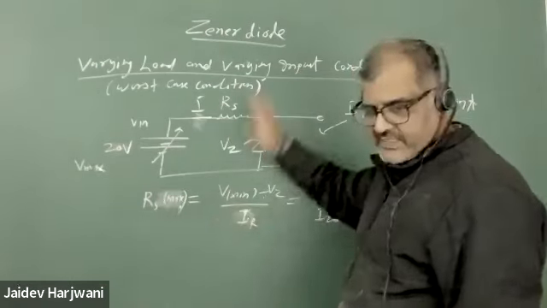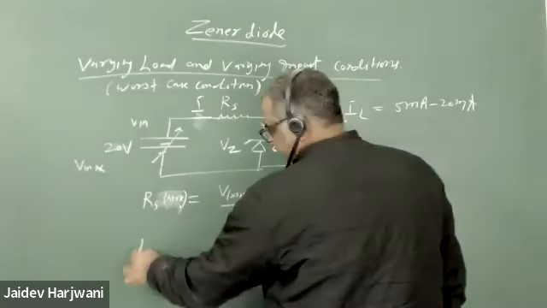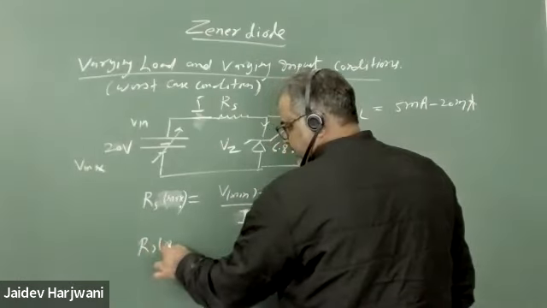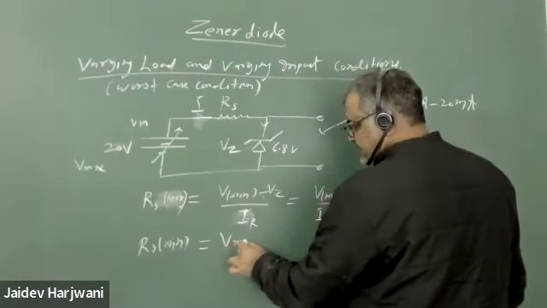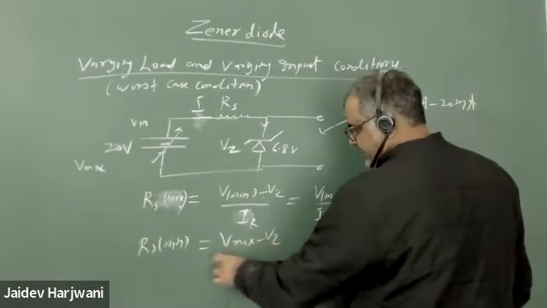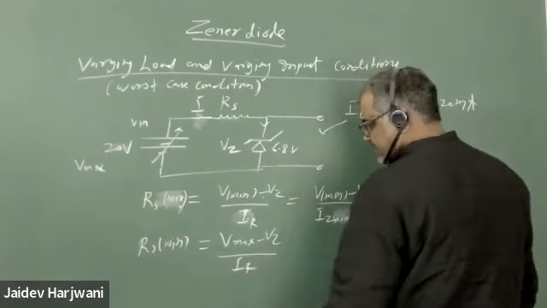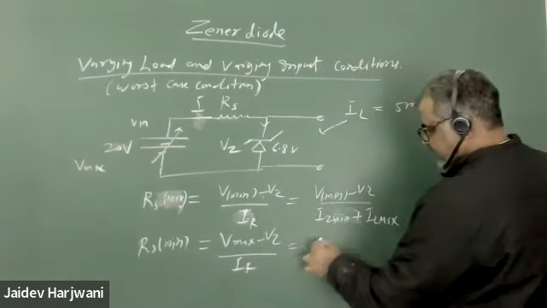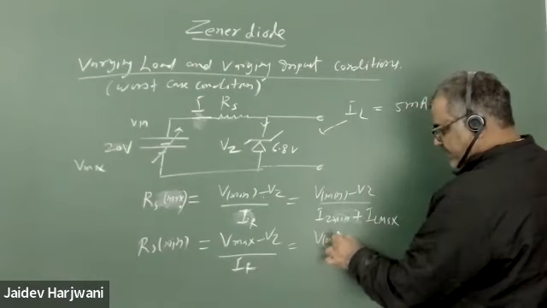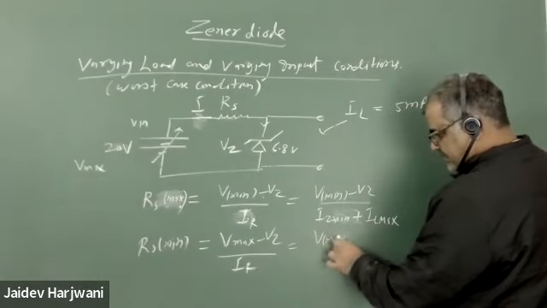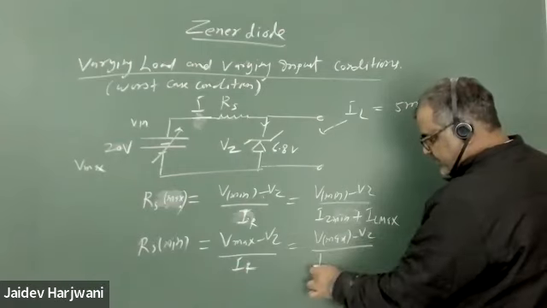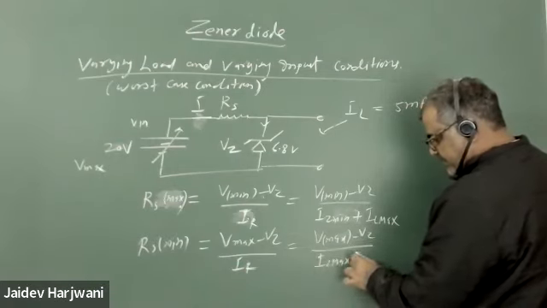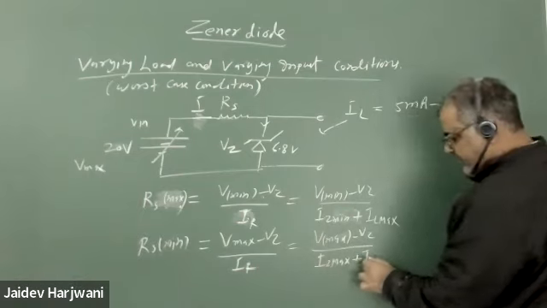Okay, I'm designing the circuit. So RS minimum should be given by this formula: V max minus VZ, divided by IR, where IR will be IZ max plus IL minimum. Once it is a max, it will automatically become minimum.